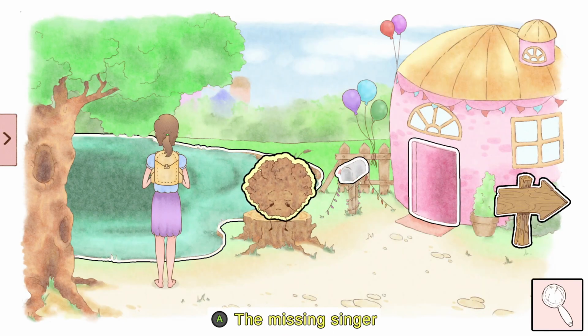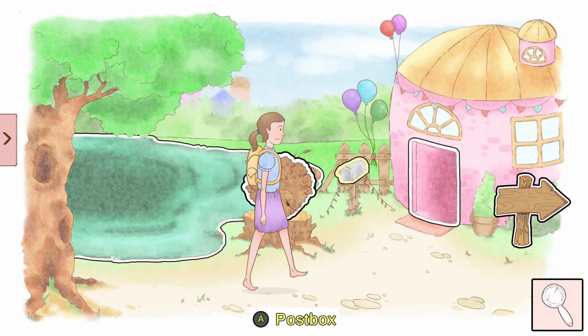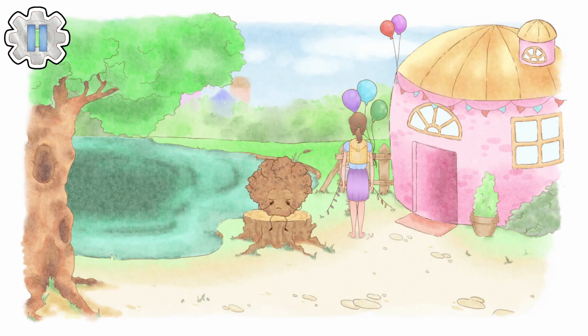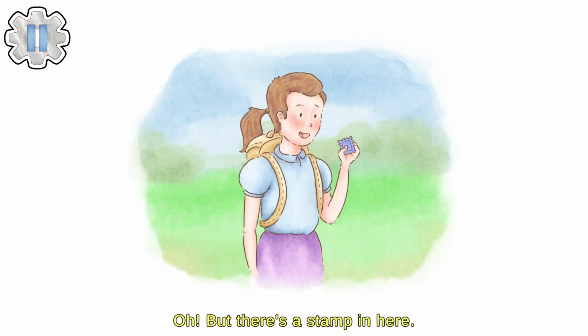Pond. The missing singer. Postbox. Gotta examine everything just to see what might be available, any clues. It's the way these games work. No letters for the decorator today. Oh, but there's a stamp in here.